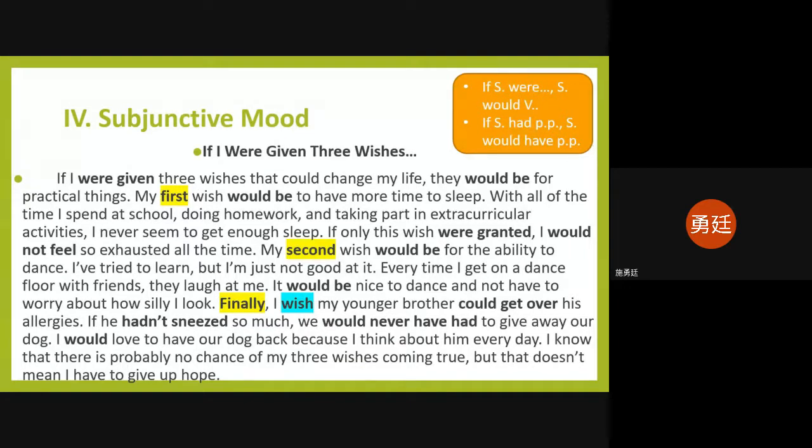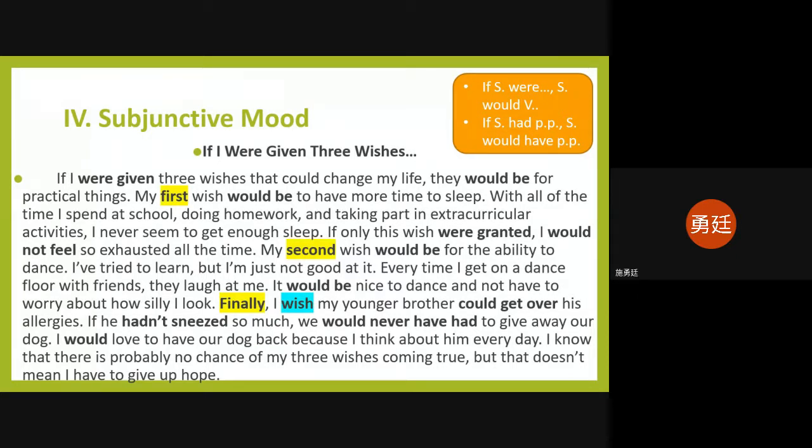So my second wish would be for the ability to dance. So the question is, does he have the ability to dance? If yes, please type 1. If no, please type 2. That should be no, right? That's why I said my second wish would be, using would be, again the subjunctive. I have tried to learn, but I'm just not good at it. Every time I get on a dance floor with friends, they laugh at me. So this turns back to describing the present situation.